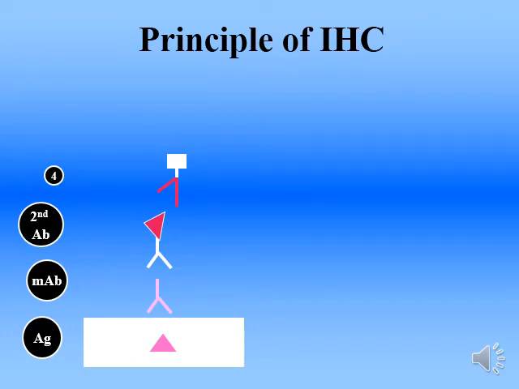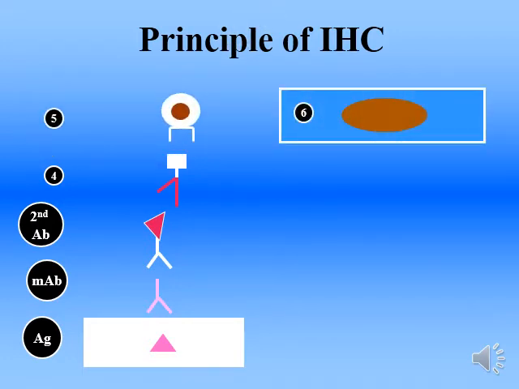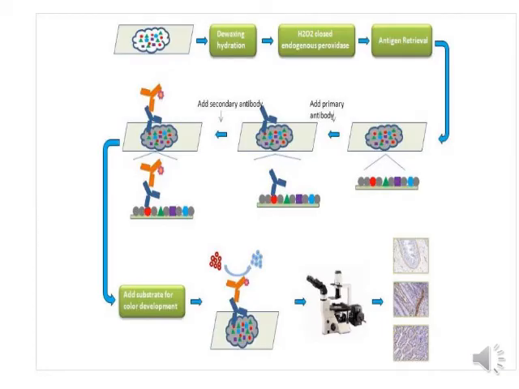enzyme conjugates streptavidin to the biotin on the secondary antibody، ومن ثم enzyme converts substrate to the color reaction product. وموضحة في هذه هي blocking hydrogen و H2O2 endogenous peroxidase وانتيجين retrieval، وكذلك الارتباط البرايمري والسكندري كما موضح. ومن ثم تظهر لنا الصورة تحت المجهر.